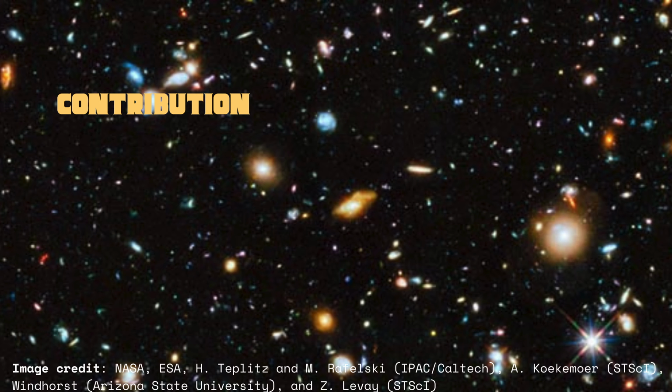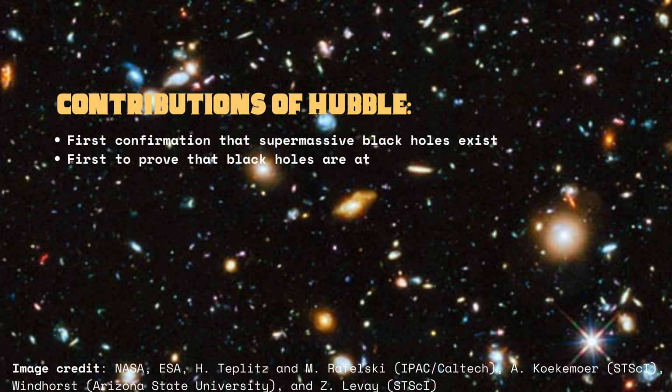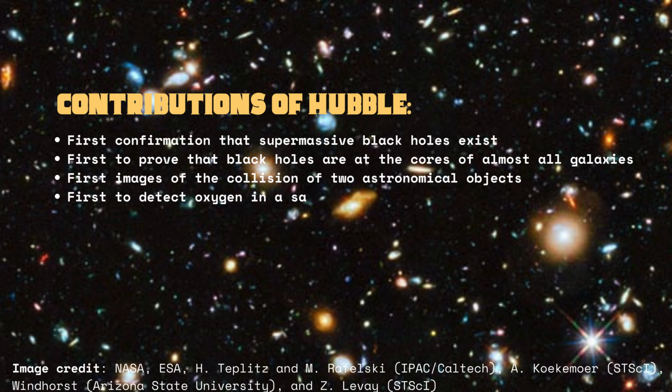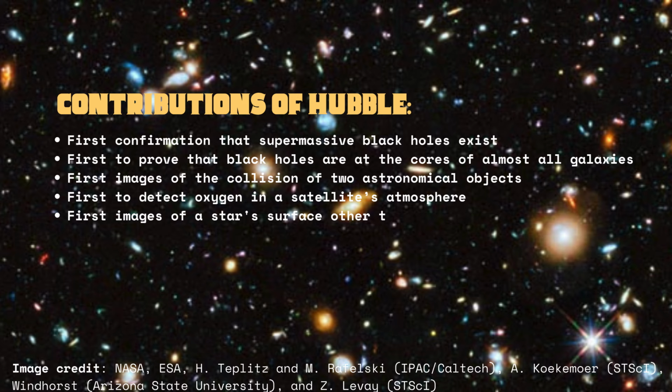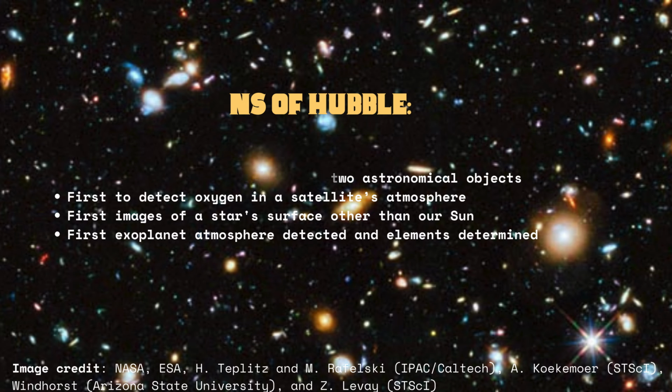It was the first telescope to confirm that supermassive black holes exist. It was the first to prove that black holes are at the core of almost all galaxies. It produced the first images of the collision of two astronomical objects. It was the first to detect oxygen in a satellite's atmosphere. It had the first images of a star's surface other than our sun. It discovered the first exoplanet atmosphere in which elements were detected and determined.